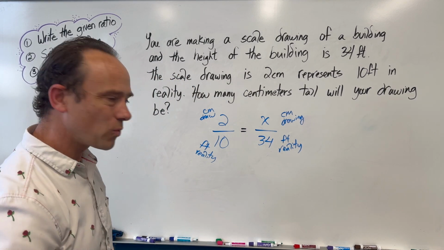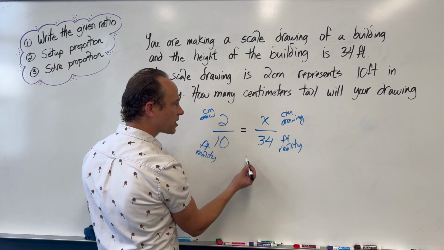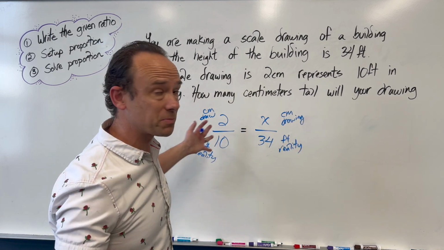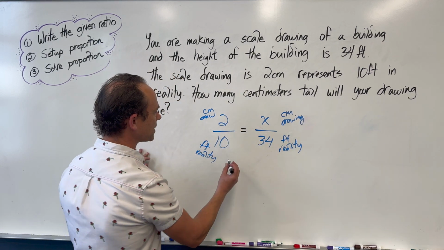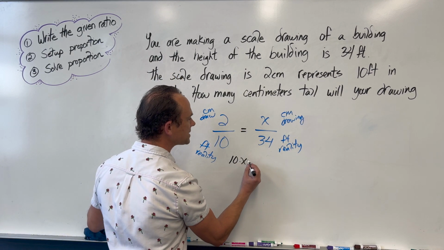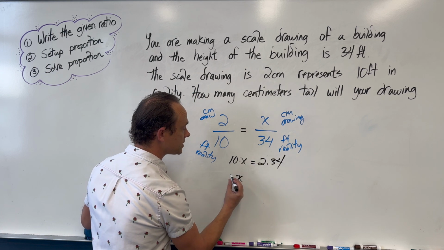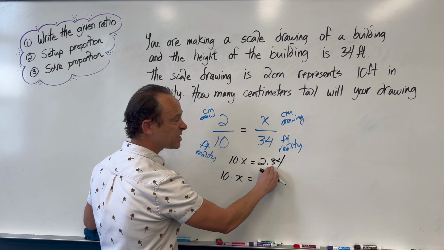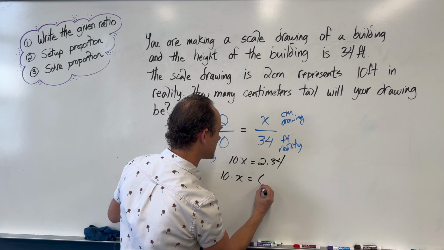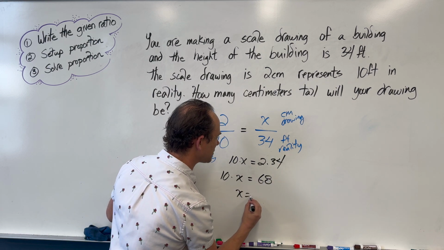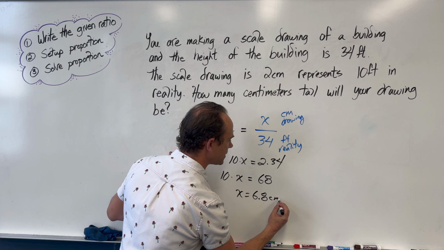Beautiful. Well, let's just cross multiply our way to victory here. You could also just multiply by 34 on both sides. But we're going to get 10 times x is equal to 2 times 34. So 10 times x is equal to 68. So x is equal to 6.8 centimeters.